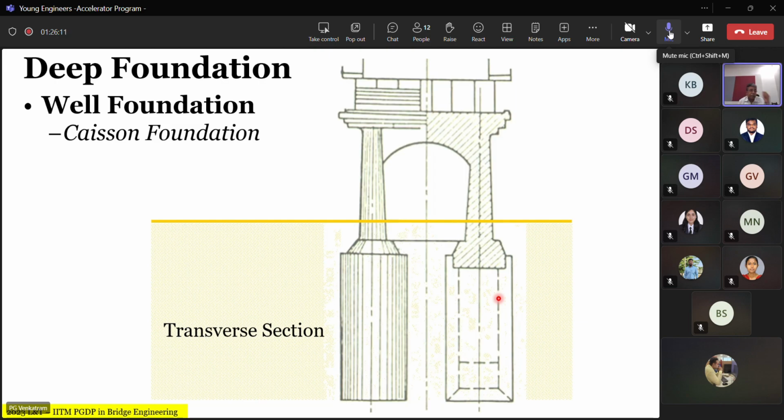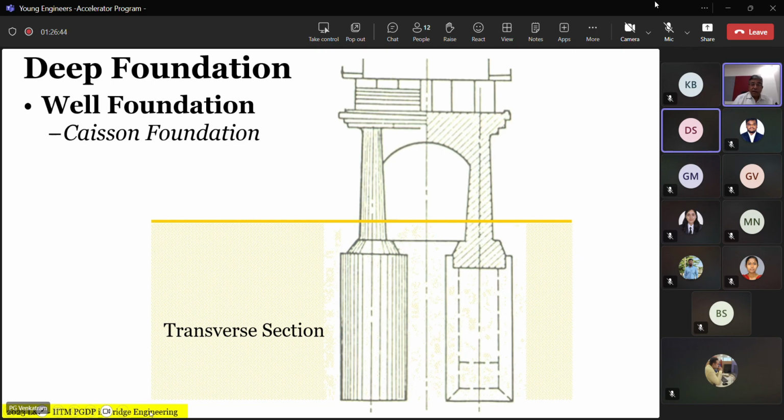How much separation should be there? Minimum 2D. When you talk about 2D, then you should talk about minimum separation. What is it? You're talking about face to face. Clear space. Clear space should be 2D.